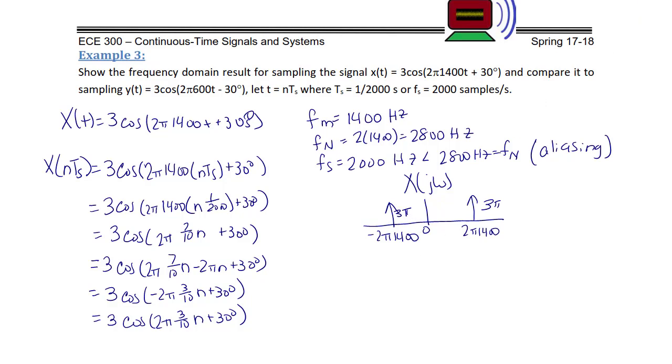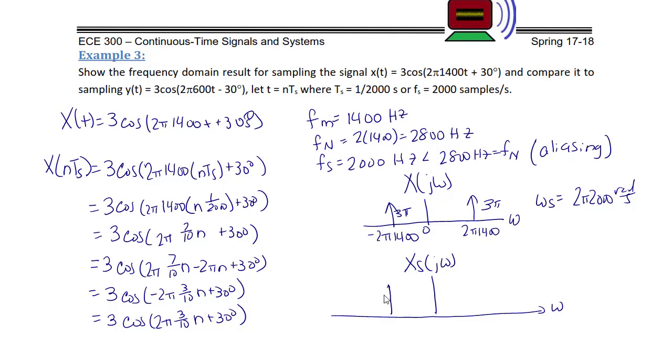So then, here's omega, and omega s is equal to 2 pi 2000 radians per second. So now let's look at what the sampled signal looks like. First, once again, I will draw my original signals, which was at negative 2 pi 1400 and 2 pi 1400. And then I'm going to make my first copy.